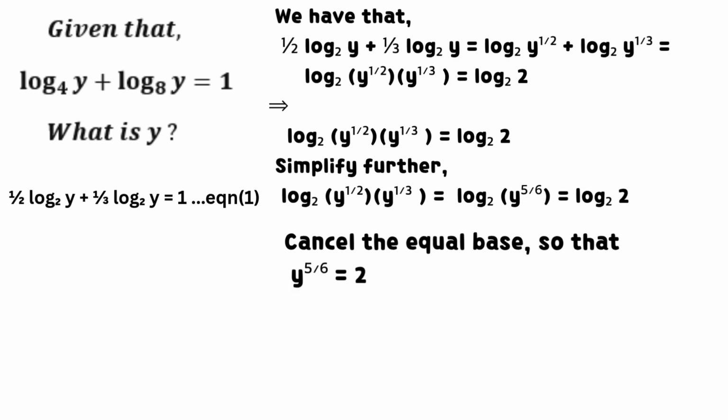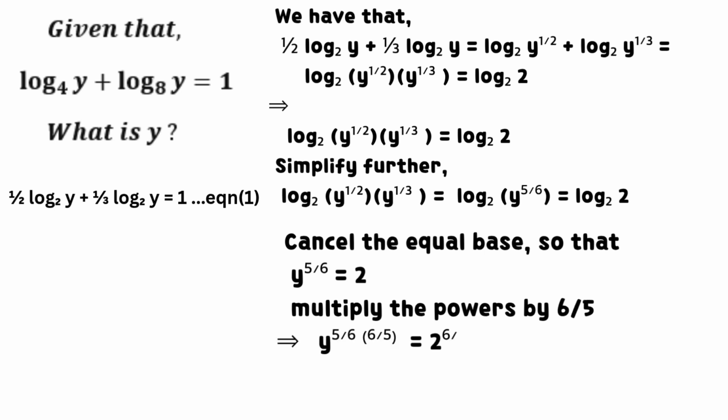Cancel the equal base, so that y to the power 5/6 equals 2. Multiply the powers by 6/5. This implies that 5 divided by 6 is canceled out by 6 divided by 5, so that y equals 2 to the power of 6/5. Therefore, y equals 2 to the power of 6/5.